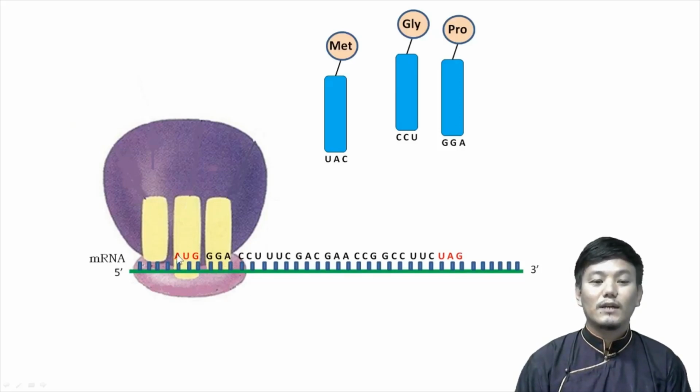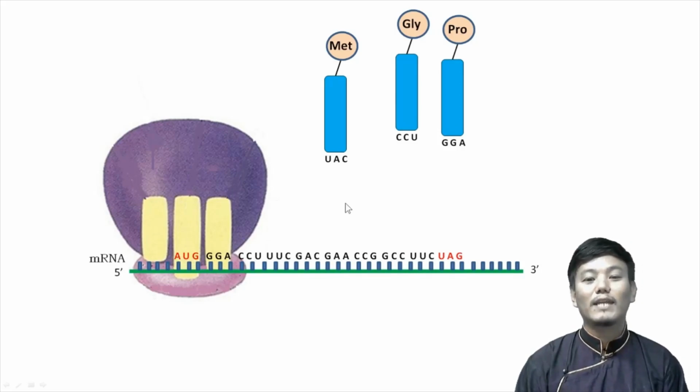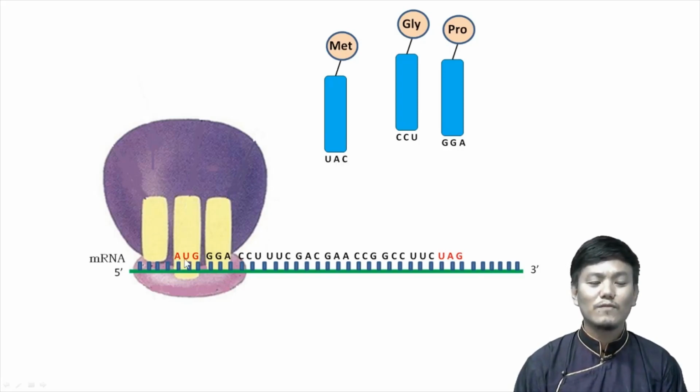And AUG is the codon, and the codon is read by the anticodon present on the tRNA. So we have these tRNAs over here, and these tRNAs have anticodons. Based upon codon-anticodon complementarity, the tRNAs will come and bind over here. So we see that AUG is the first codon, and the anticodon present over here is the complementary base, right? The tRNA which is complementary.